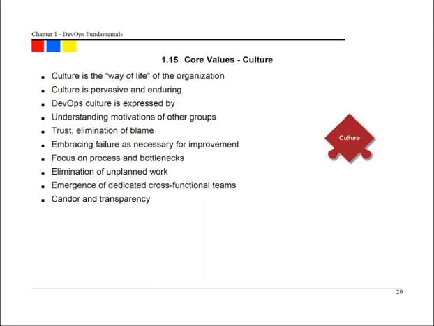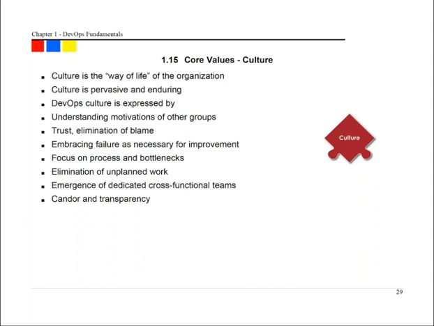We can think of these as kind of the core values of DevOps. Starting with culture. Culture is that intangible thing that's absolutely essential for DevOps success. Culture is the way of life in the organization. It's that pervasive and enduring property that the organization has that's embodied in how people think and act. It's expressed by a whole bunch of important things, not just the ones on the slide, but the ones on the slide are those things that are critical to DevOps.